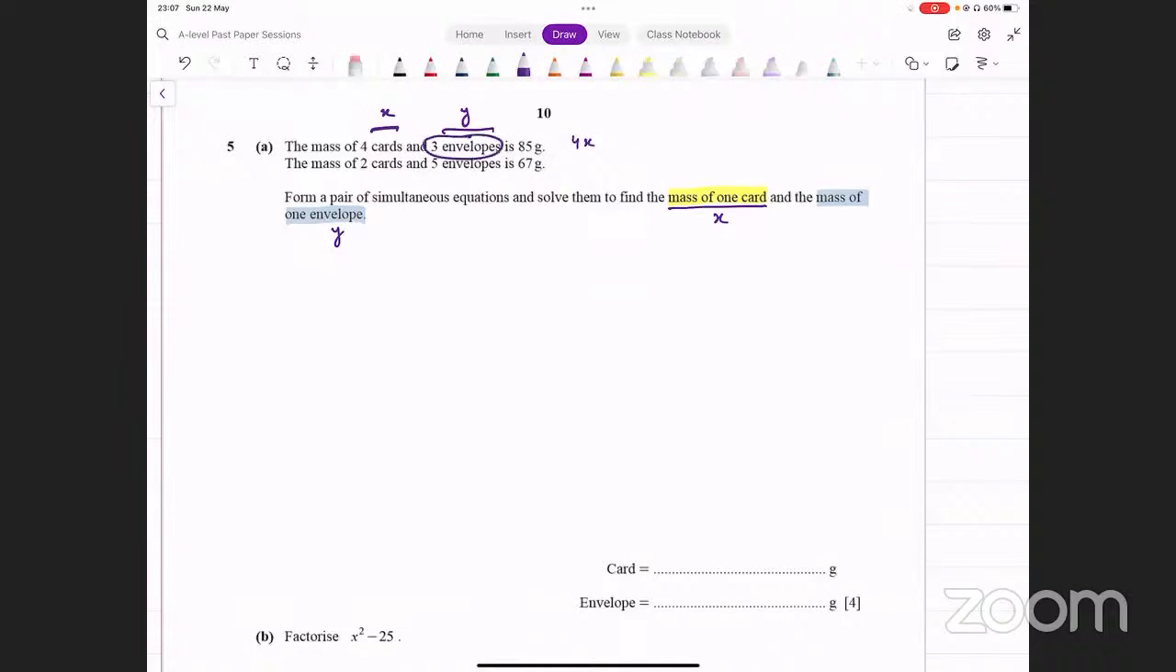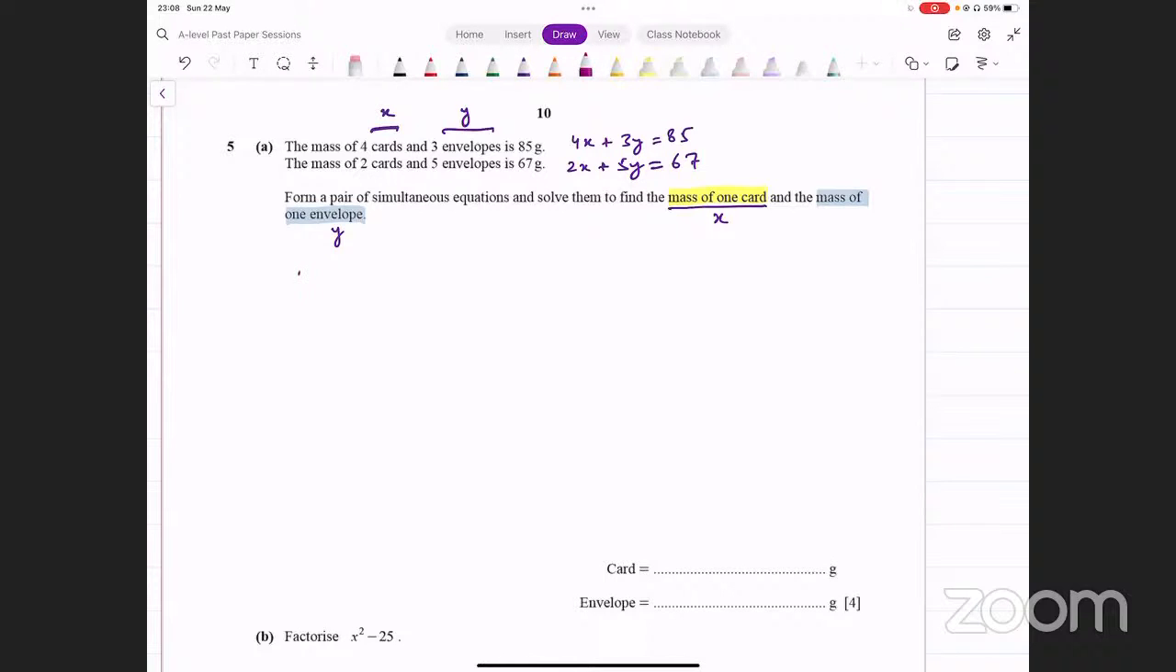3 envelopes, उनका टोटल मास कितना हो जाएगा? 3 times y. इनको अगर ऐड कर लें हम, इनका सम कर लें, what's the total? The total should be 85. That turns out 85. Okay. Similarly, it says the mass of 2 cards, that means 2 times x, and 5 envelopes, that means 5 times y. That should equal 67. ये आपके पास 2 equations आ गई, ठीक है? Now you just have to solve them simultaneously, and that's going to give you the result.